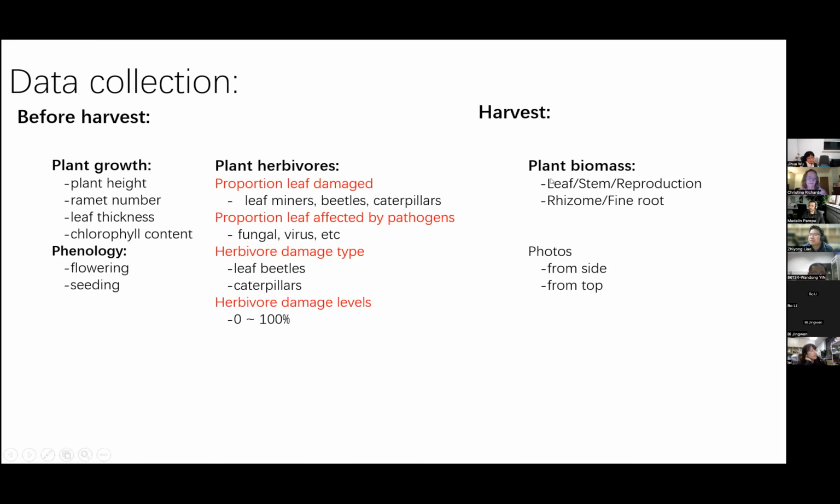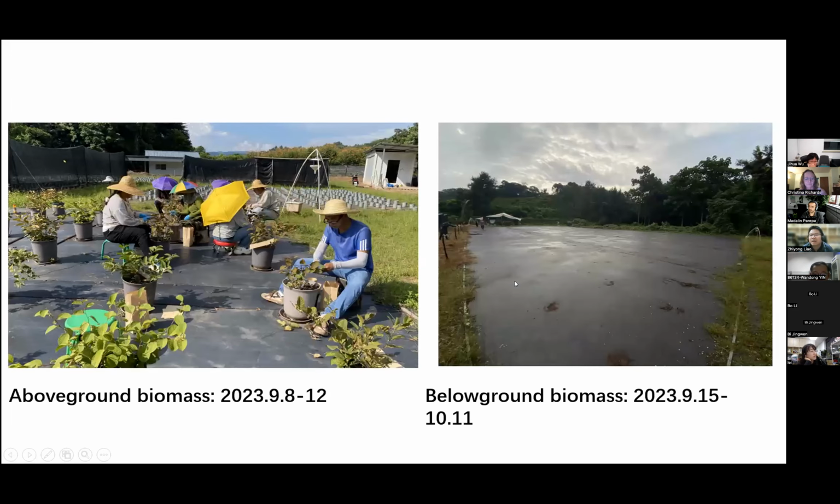And for the harvest, I harvested the above and below ground, and I also separated the above ground into leaf, stem, and the reproduction parts. And for the below ground, I separated them into rhizome and the fine roots parts. And I also took 2 photos for each individual, one from the side and the other from the top. And this photo shows you what we were doing. So cutting the aboveground biomass, and this shows at the end of the experiment, all pots gone.